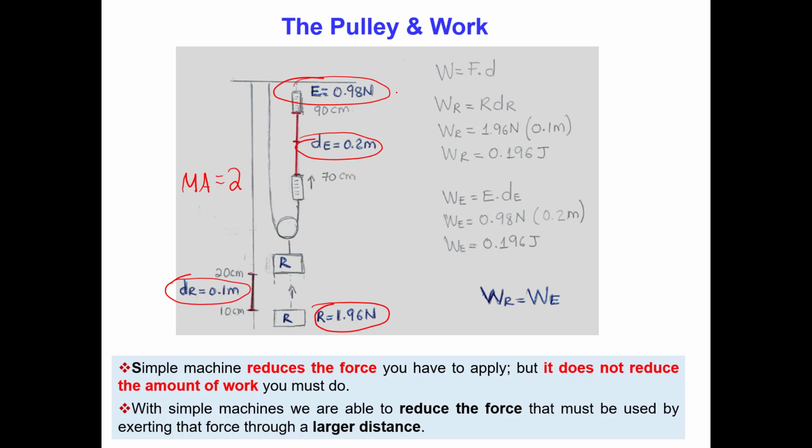And let's calculate the work done for each of these forces, for the resistance and for the effort force. Let's calculate the work done by the resistance. Remember, work is force multiplied by the distance. In this case, the force is the resistance. This is why we have work equal to the resistance multiplied by the distance of the resistance force. The resistance is 1.96 newtons multiplied by the distance, which is 0.1 meter. Why meter? Because we need the same system of units. Then if we multiply this, we will get 0.196.